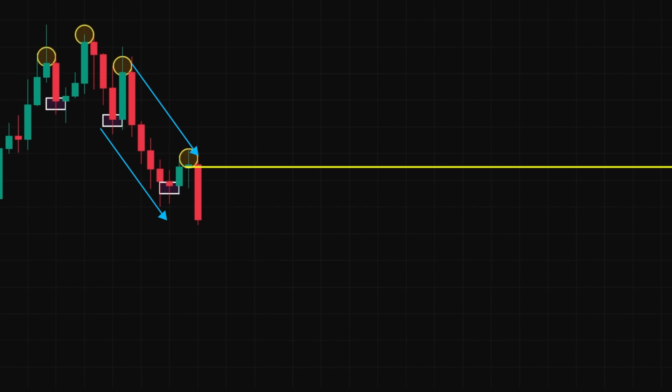We don't make that call until the candle closes. The most important thing is whether this downtrend stays intact. What if the next high comes in higher, or the next low comes in higher? That's when we start managing the trade.